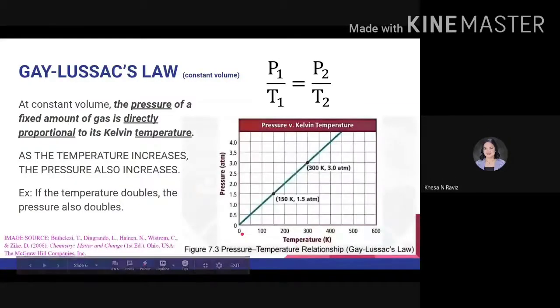Here is a graphical representation. On the x-axis, we have the temperature in Kelvin, and on the y-axis, we have the pressure in atmospheres. At this point, the temperature is 150 Kelvin, and the corresponding pressure is 1.5 atmospheres. So what happens if we double the temperature to 300 Kelvin? The corresponding pressure also doubles to 3.0 atmospheres.